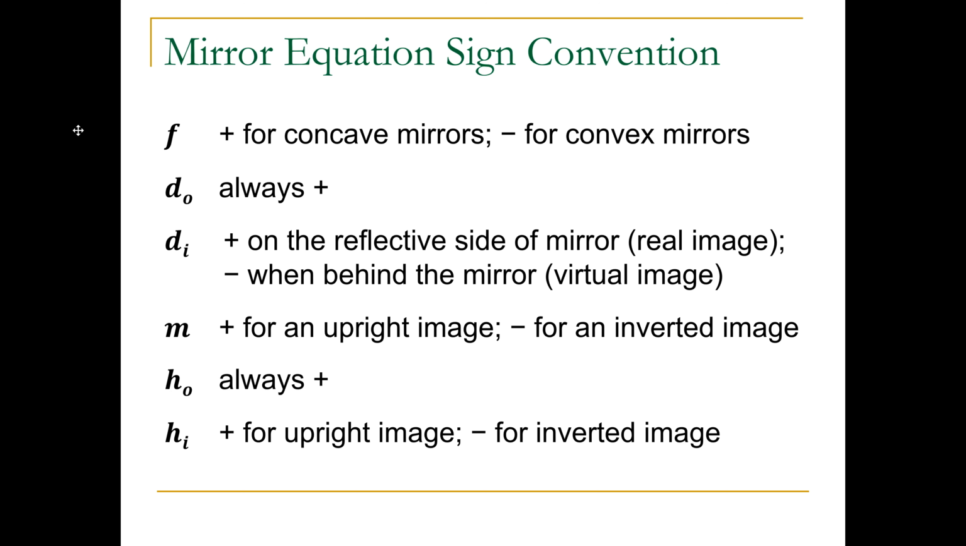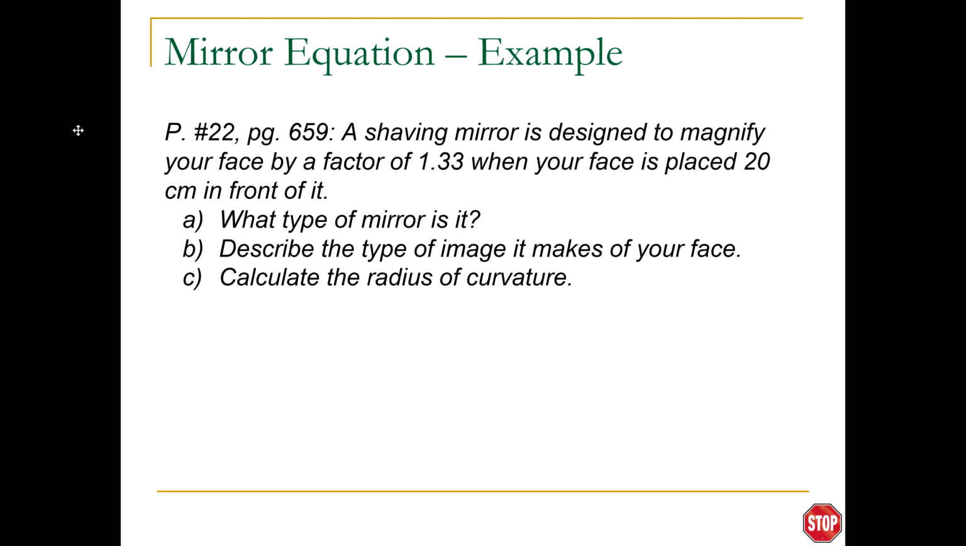For the bottom three, magnification is positive when the image is upright, and it's negative when the image is inverted. So keep in mind, a negative magnification doesn't necessarily mean smaller, it just means upside down. Our object height will always be positive, and image height will be positive if it's upright, and it will be negative if it's inverted. I think the heights are pretty logical.